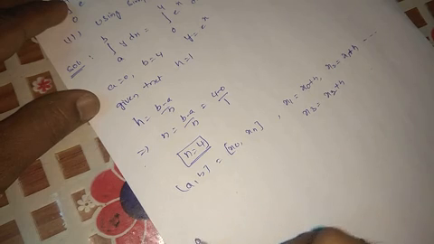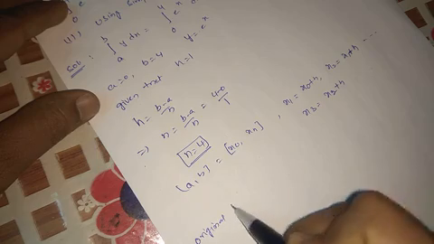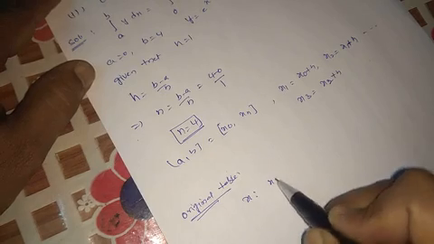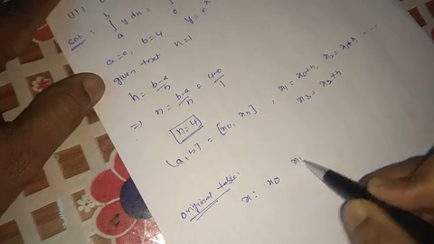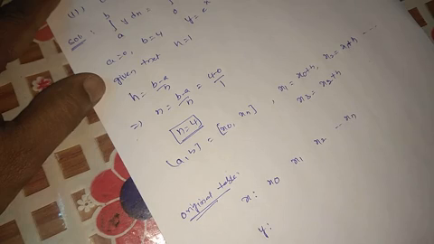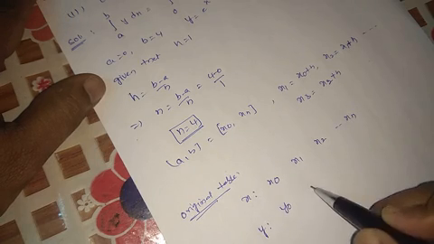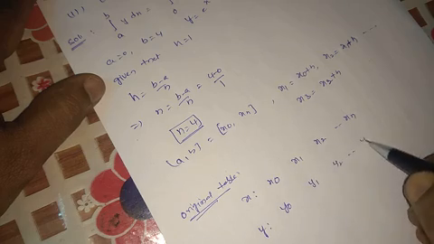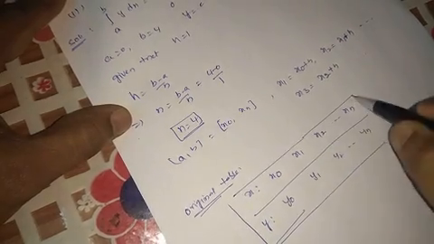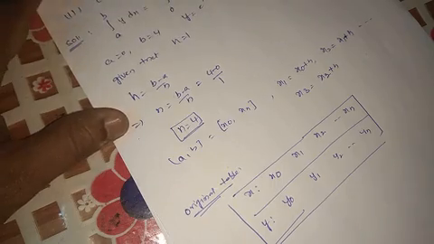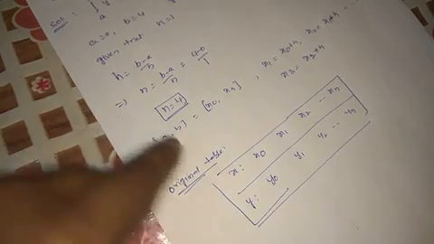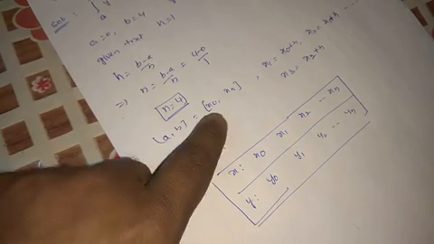Okay, first we create an original table. What is the form? x equal to x0, x1, x2 and so on xn. Corresponding y values, y equal to y0, y1, y2 and so on yn. We create a table like this. This is the original form. We create a table with x equal to x0 value. What is that x0? x0 is nothing but a.